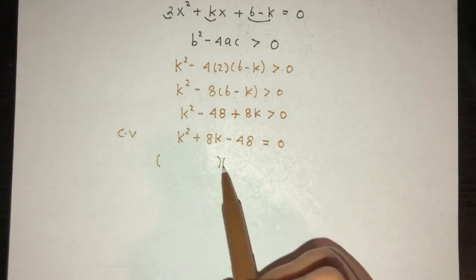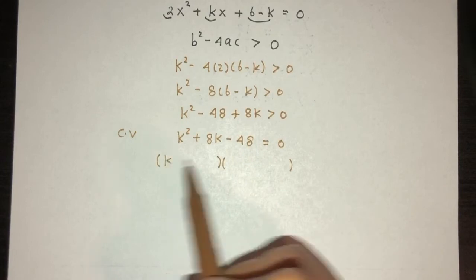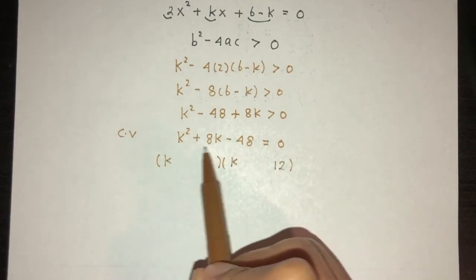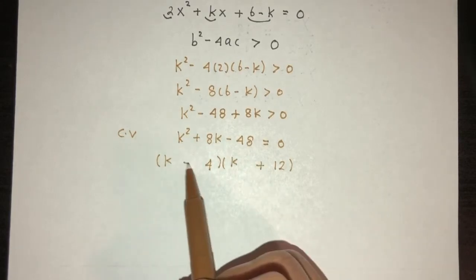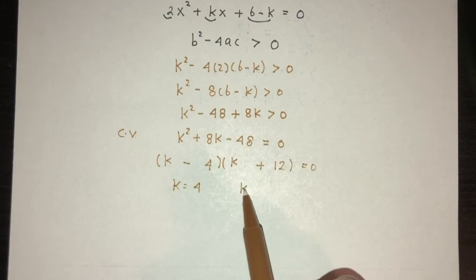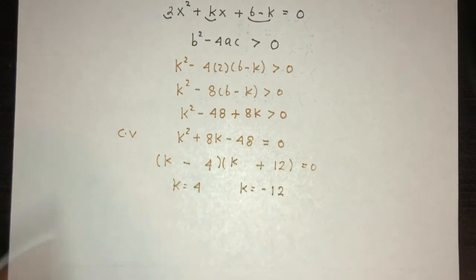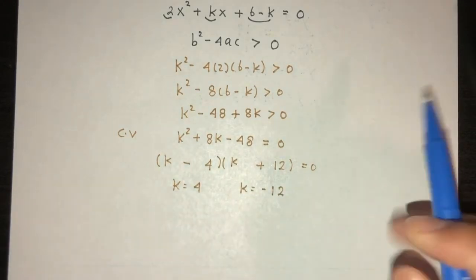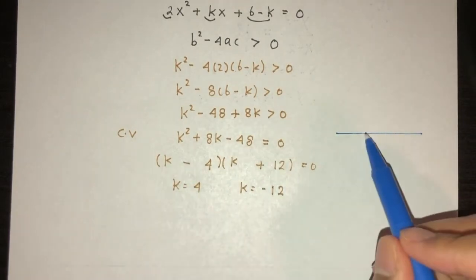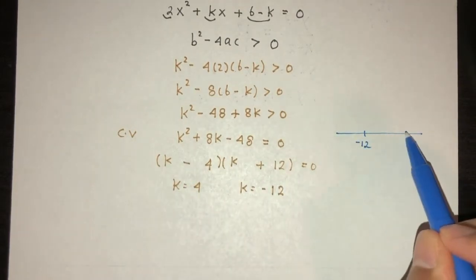So let's do that. K squared is k times k. 48 is 12 times 4. To get plus 8, we have to have plus 12 minus 4. So k is equal to 4 and k is equal to minus 12, all the critical values, okay? So now we have a line, and we have minus 12 here, and we have 4 here.